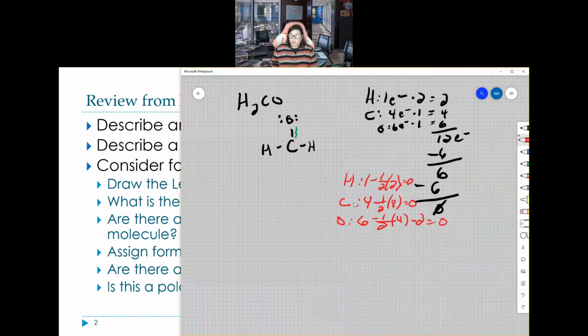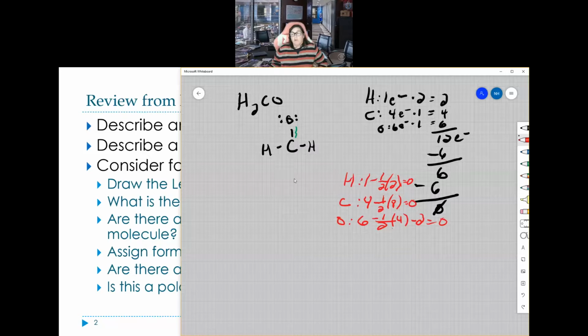Assign formal charges to each atom. We did that. Hydrogen is 0, carbon is 0, oxygen is 0. Are there any resonance structures for this molecule? No, because they don't have a double bond that's going to move anywhere. It's always going to be between the oxygen and the hydrogen and the carbon. There's only one such thing that we can have.